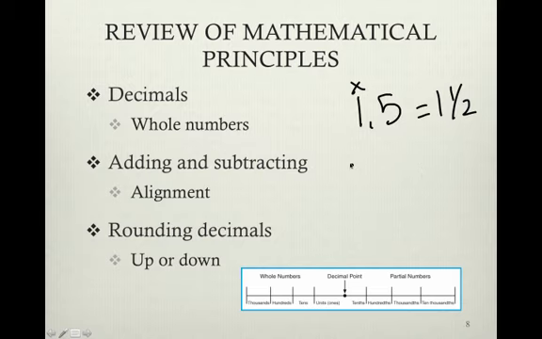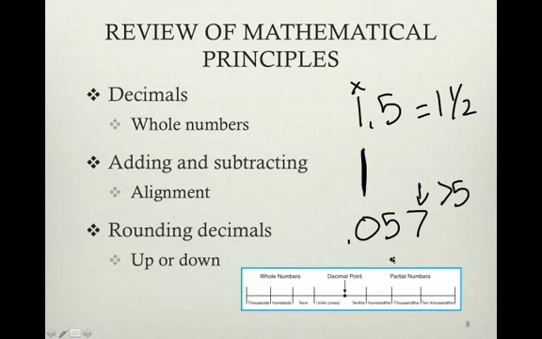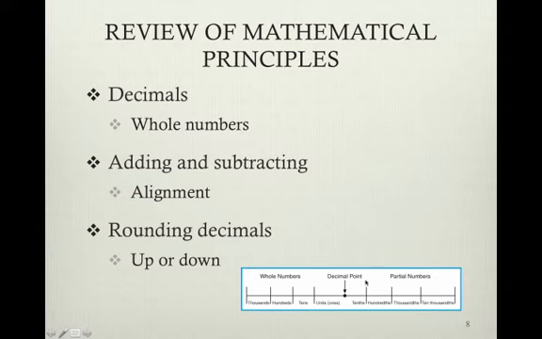Adding and subtracting, as far as alignment, we have to be sure that all of our top numbers and our bottom numbers align very nicely. And rounding decimals up or down. Example: 0.57. Well, in all actuality, the 7 is greater than 5, so we could actually say 0.6. Another example down below, sometimes it's easier to see.